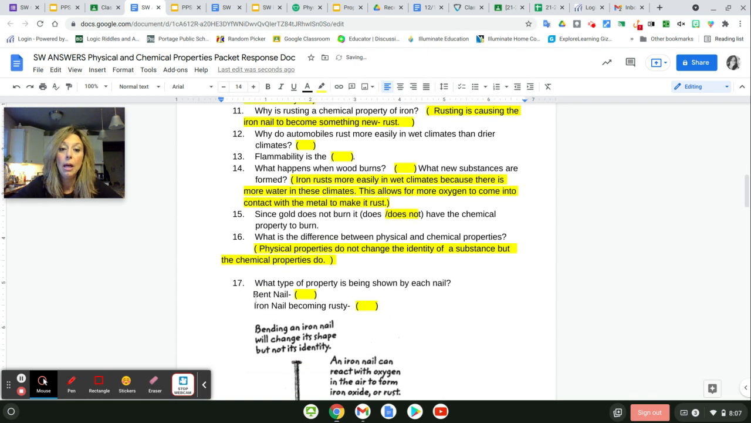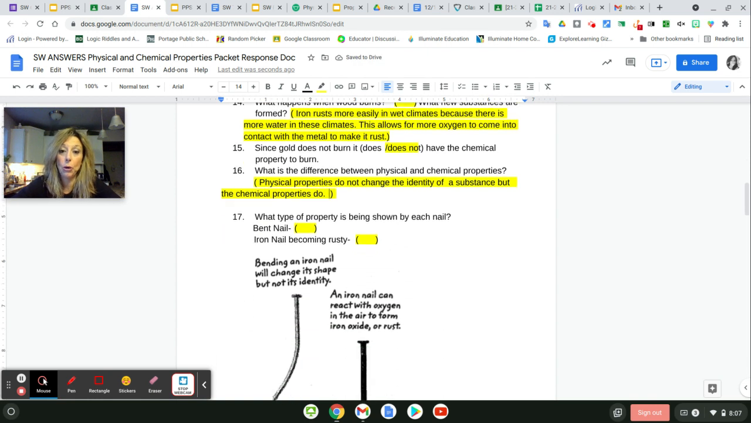Okay, about halfway done. What type of property is being shown by each nail? Okay, so bending, we learned that that's a malleability property, the property of malleability, and that's physical. So we'll say physical property, and it's malleability.